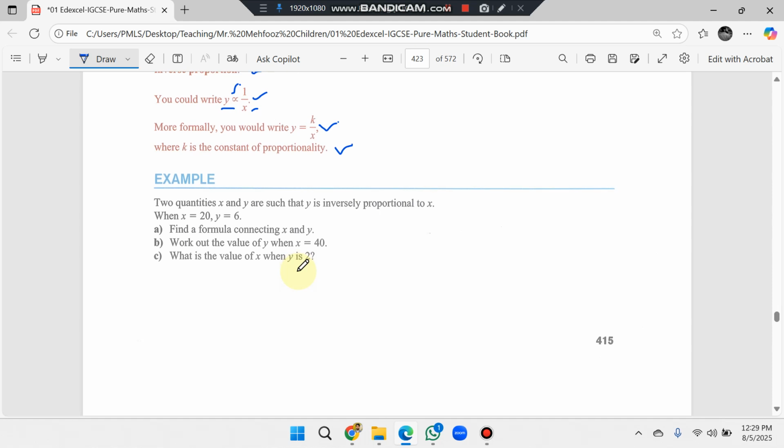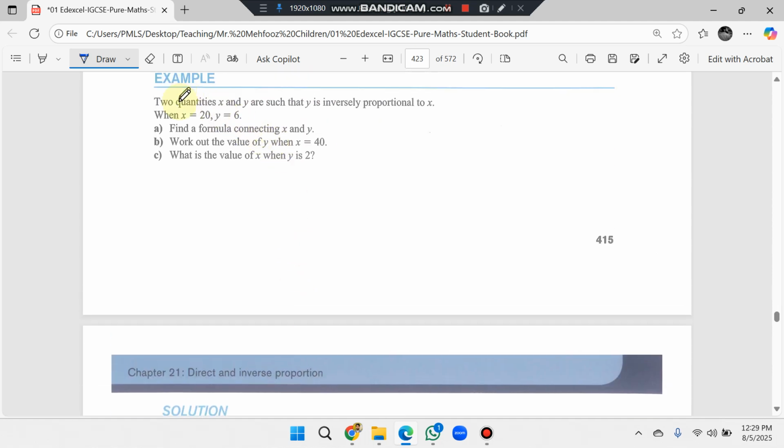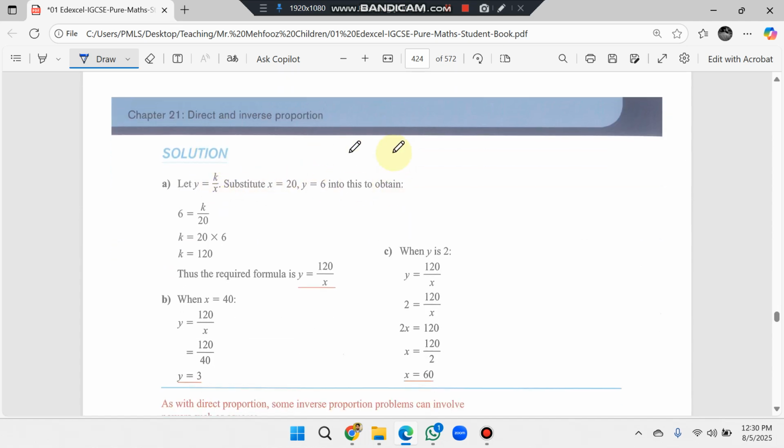Here is another example of inverse proportion. Two quantities x and y are such that y is inversely proportional to x, and x equals 20 when y equals 6. Find the formula connecting x and y. Work out the value of y when x equals 40, and the value of x when y equals 2. First, y is inversely proportional to x. Removing the proportionality sign, you can write y equals k over x.